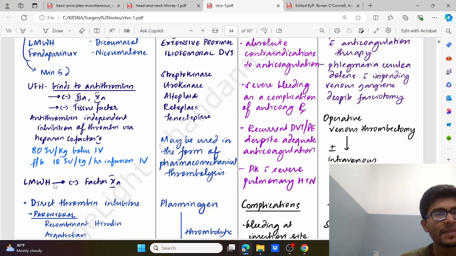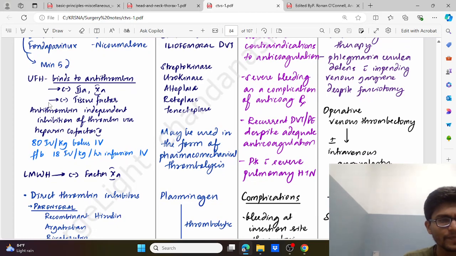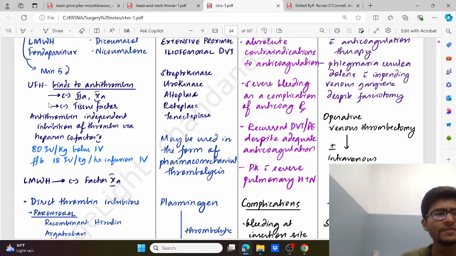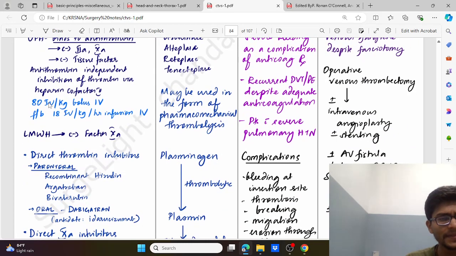Low molecular weight heparin is given around, and it inhibits factor 10A. 0.6 for treatment, 0.6 milligram subcutaneous. And unfractionated heparin we generally give 5000 initially, followed by 2500.